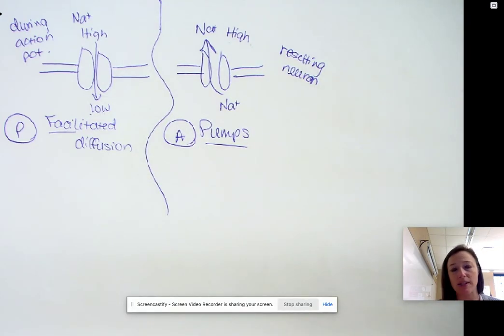And there's a bunch of other places. There's tons of other pumps. There's tons of other proteins used in facilitated diffusion, but those are just some examples.